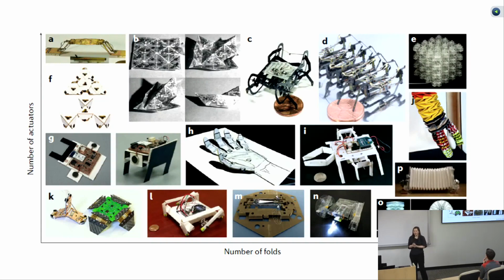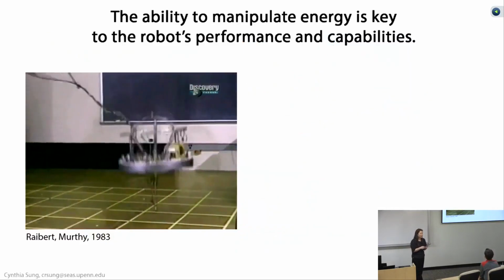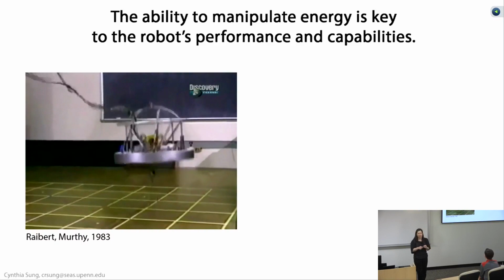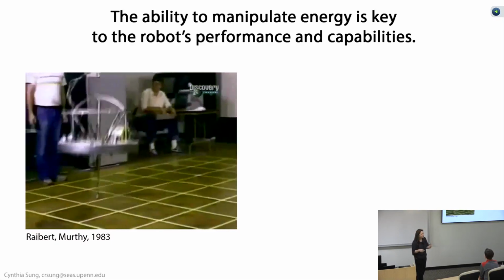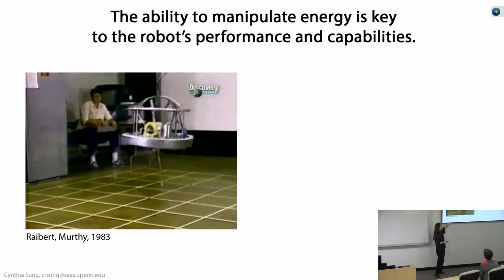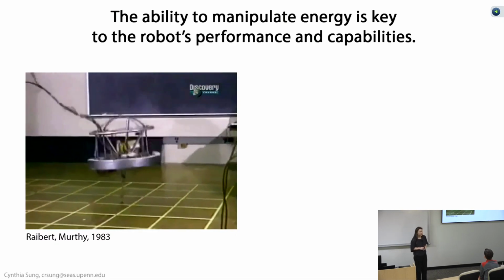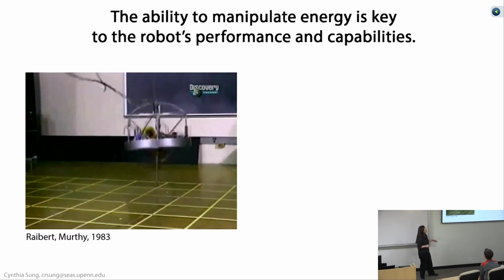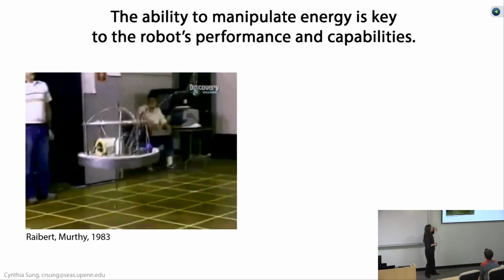Our main application that we decided to tackle was the idea of running and jumping. We decided that this was one of the more challenging tasks that we could try to tackle in robotics, but also that origami could be useful for. What you're seeing here is an old video, 1980s, of one of the first hopping robots that Marc Raibert has become famous for.